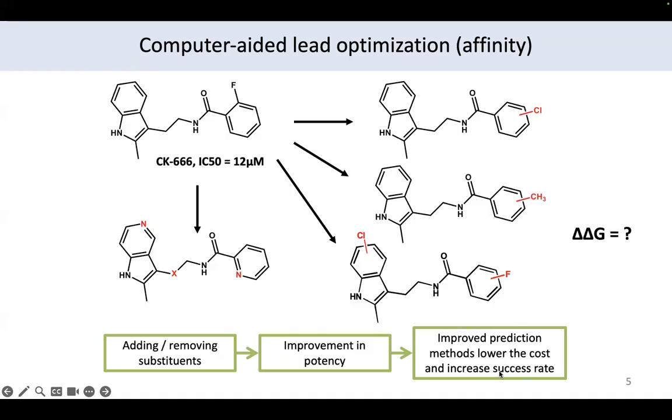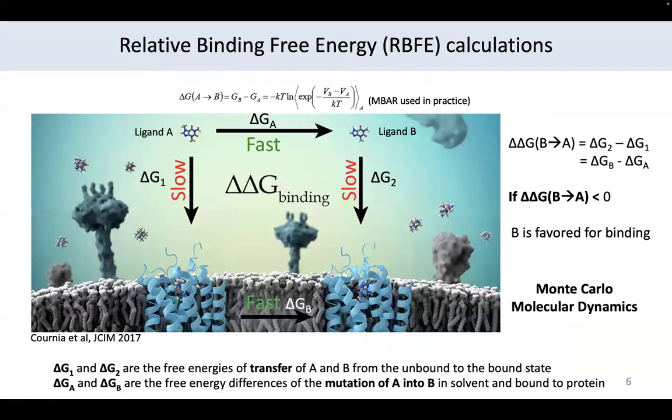And if we have a method to do that, obviously we will spend less time and resources in the organic synthesis lab because we will be able to predict computationally the differences in the free energy binding affinity, and we won't have to synthesize and do all the assays, which is costly and actually time consuming.